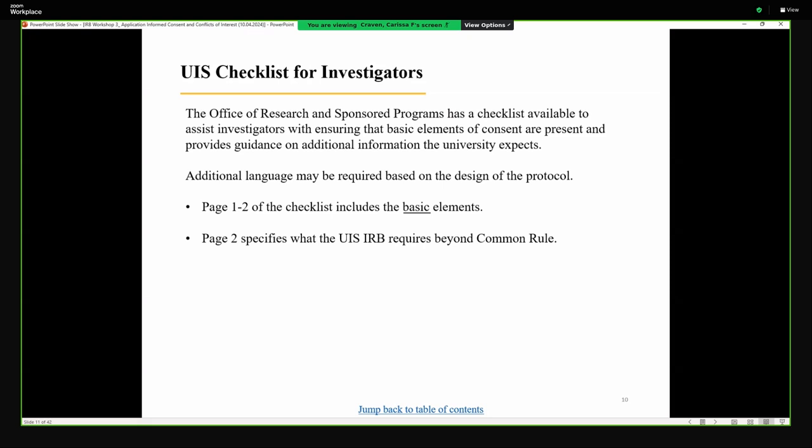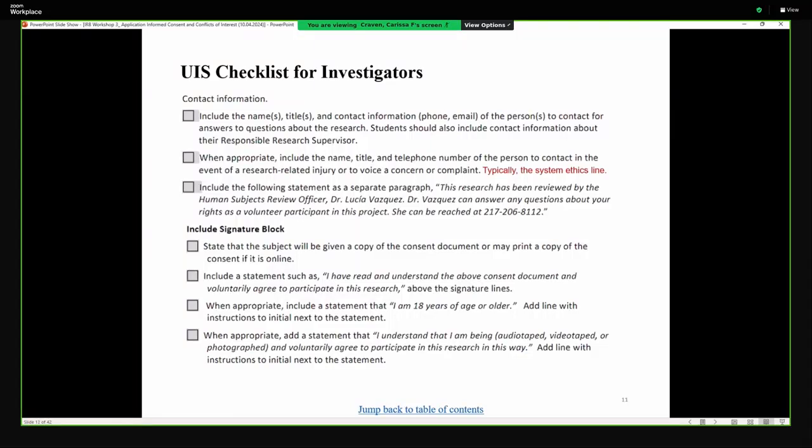The UIS additional requirements are on page 2, which include how the contact information should be broken down. So we do want contact information for the investigator because they can answer questions on the technical side. If there are concerns that they want to address, not with the researcher, that they want to be held confidential, the university does have an ethics line. That is typically what we encourage. But if there is someone else available for research-related injuries, concerns, or complaints, that should be included.